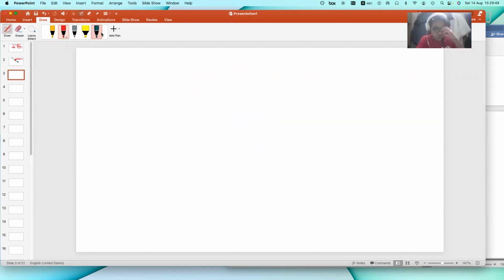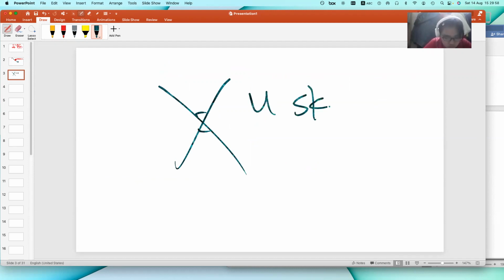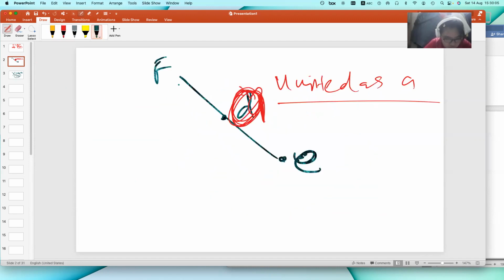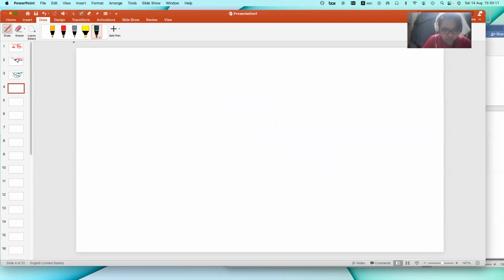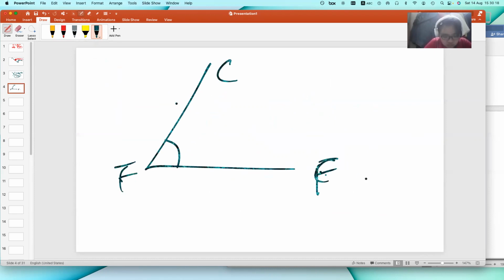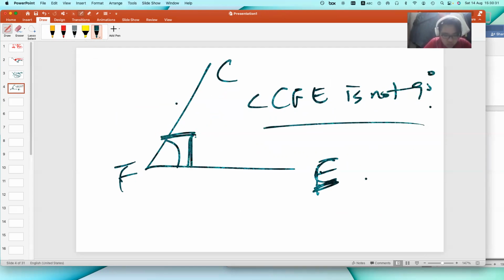Number one. Number two, when you show me the steps, you better show me the angle. And you didn't, you skip this. This is lazy. This one is don't care. Number three, just now this angle. This is CFE. Clearly, this angle CFE is not 90 degrees, okay? And you force it to be 90 degrees. This is called anyhow.